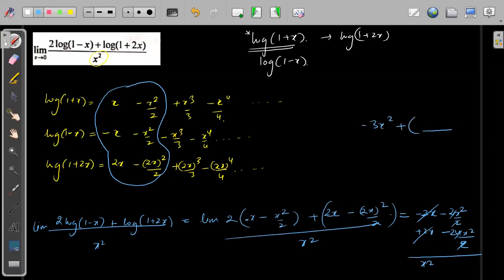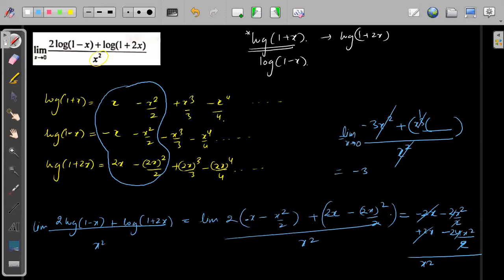Plus whatever terms you will have with x to the power 3 or more. So I can take x cube common from all those terms. This whole thing is divided by x square. So x square and x square will get cancelled, and from here you will get x to the power 1.